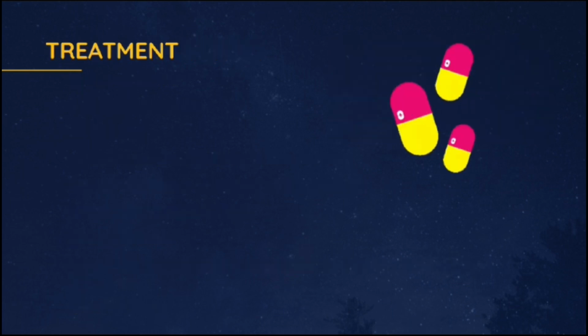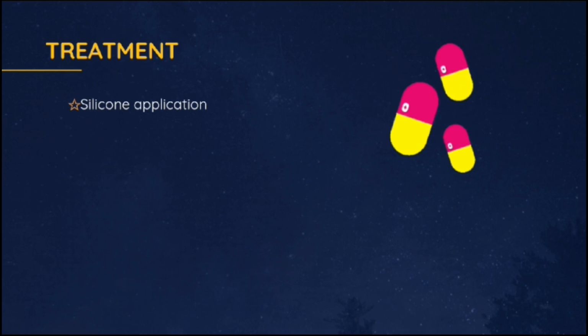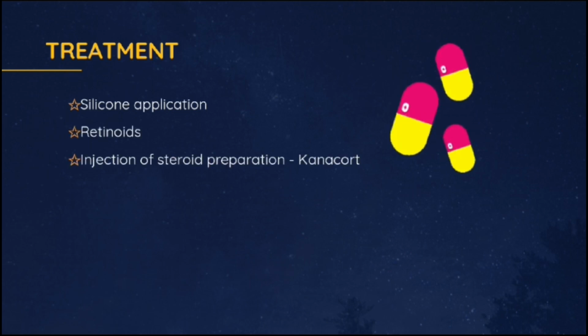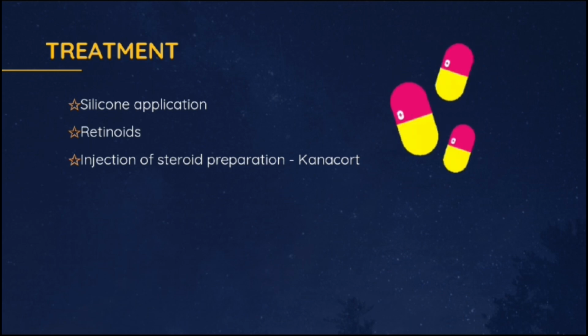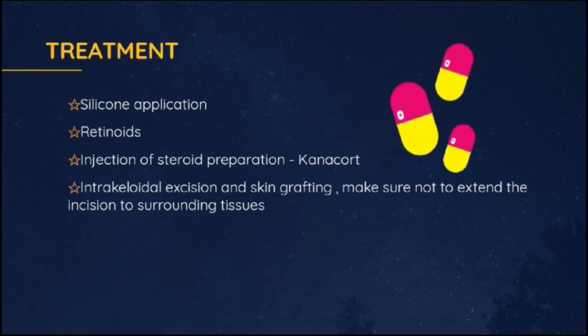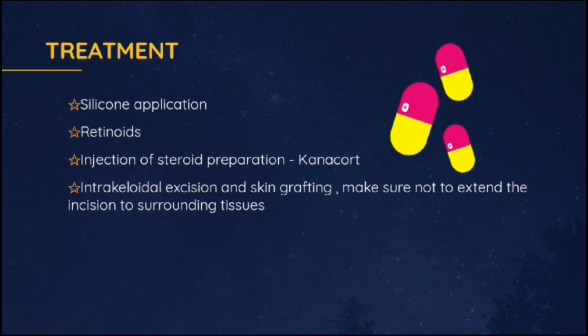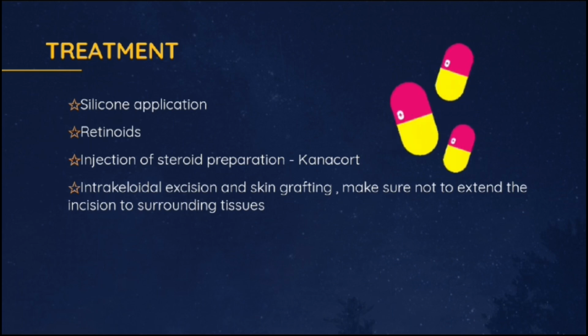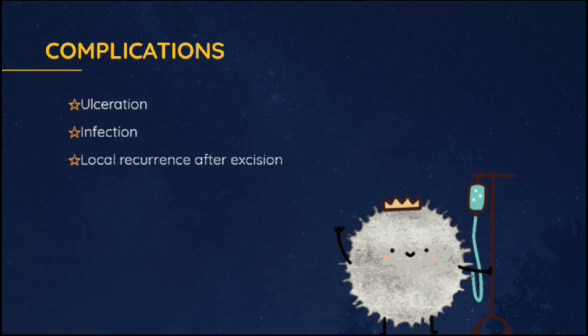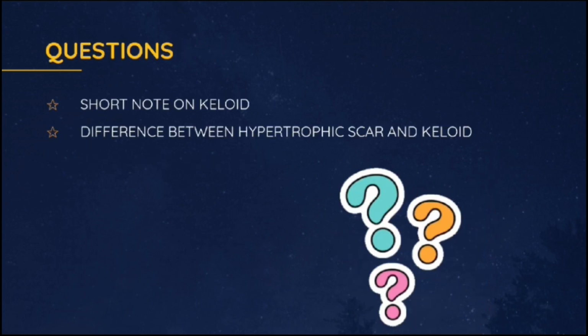Next is, what is the treatment? Silicone application and retinoids are basic treatment. Then injection of steroid preparation like Kenacort can be given. Also intralesional excision and skin grafting can be done, but make sure not to extend the incision to the surrounding tissues, because recurrence is a very common complication. So the complications are ulceration, infection, and also recurrence, that is local recurrence after excision.